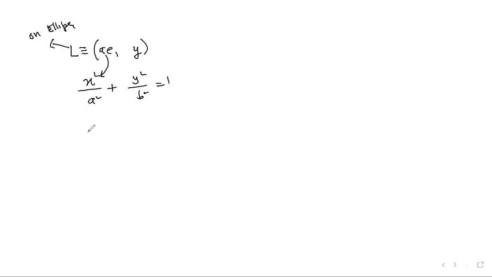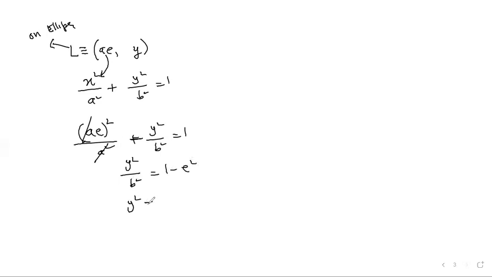Okay, I'll just draw it properly. First thing, what did I say? Latus rectum endpoint will be AE comma Y. So in the equation x square upon A square plus Y square upon B square equal to 1, I'm substituting x as AE because this is a point on the ellipse. It should satisfy the equation. So AE the whole square upon A square, plus Y square upon B square, equals 1. This got cancelled. Y square upon B square is 1 minus E square. Y square equal to B square into 1 minus E square.